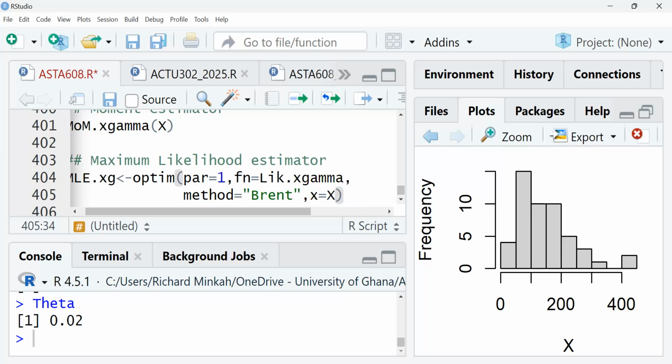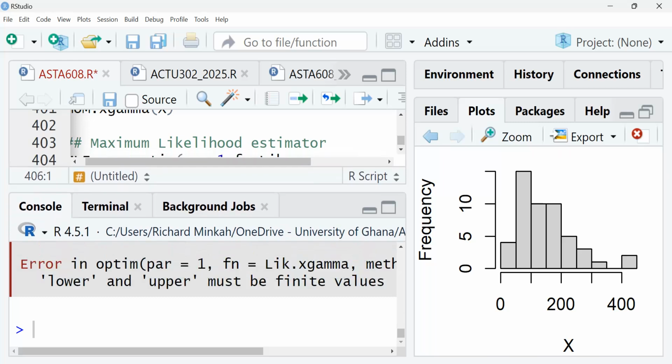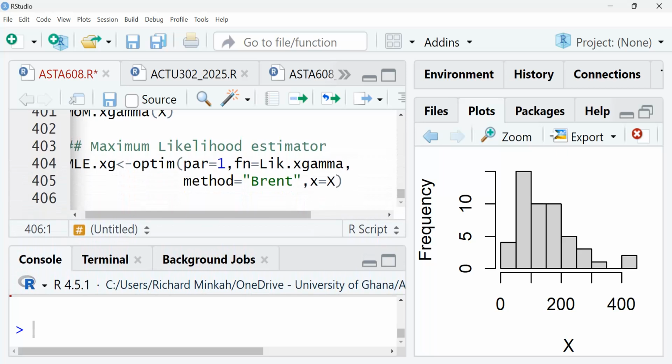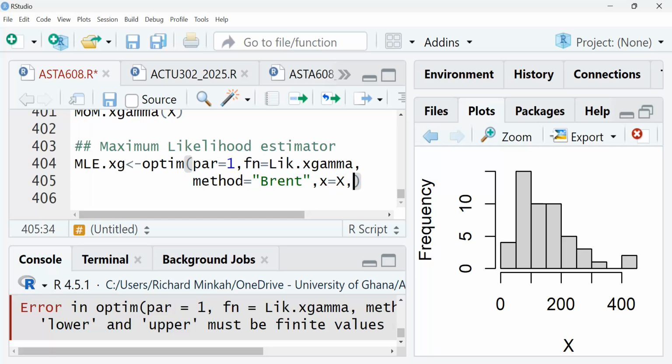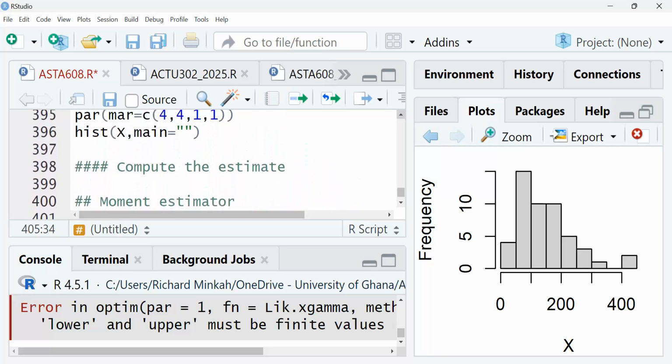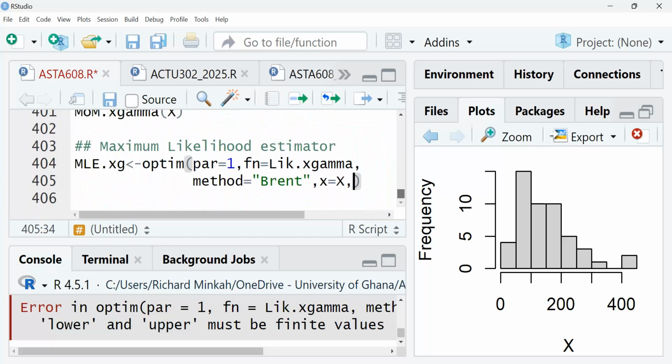And then we run this. We have issues. Lower and upper. Oh, Brent needs lower and upper. So you copy lower. The likelihood X is small letter. Okay, so it's fine. So lower should be equal to 0, and then upper.